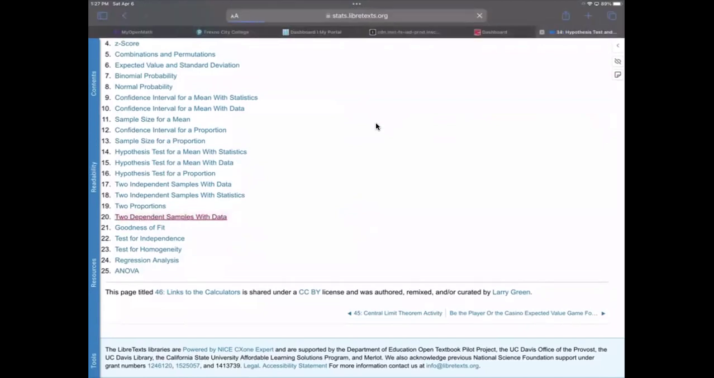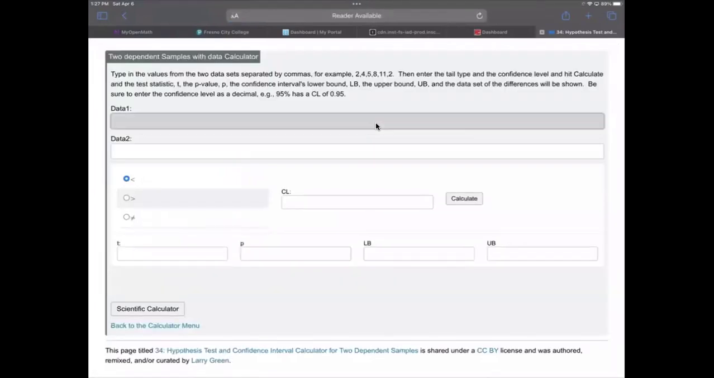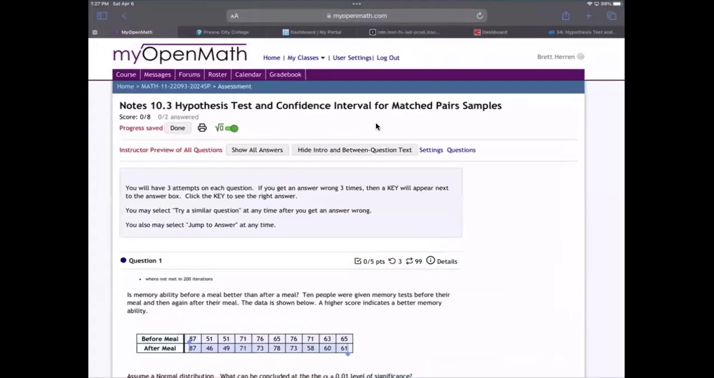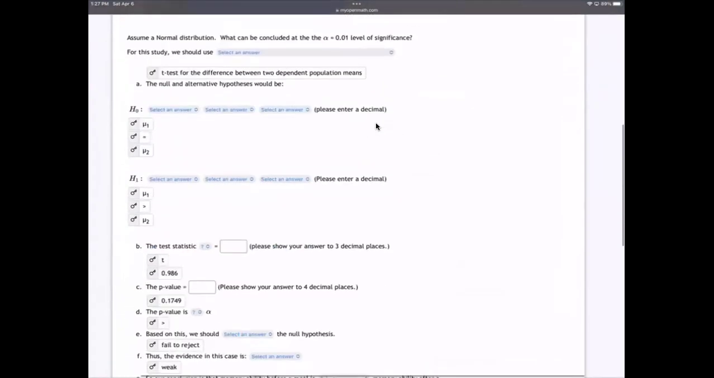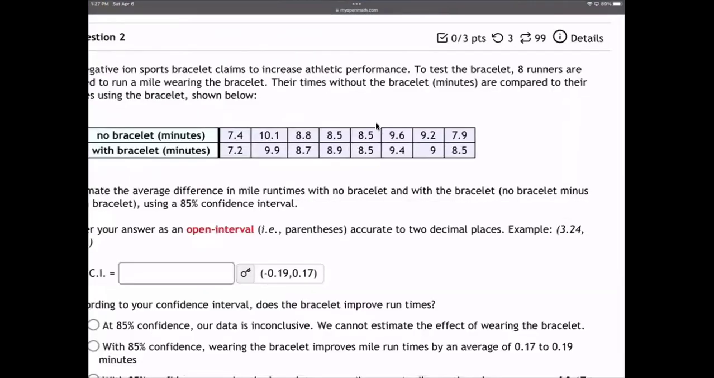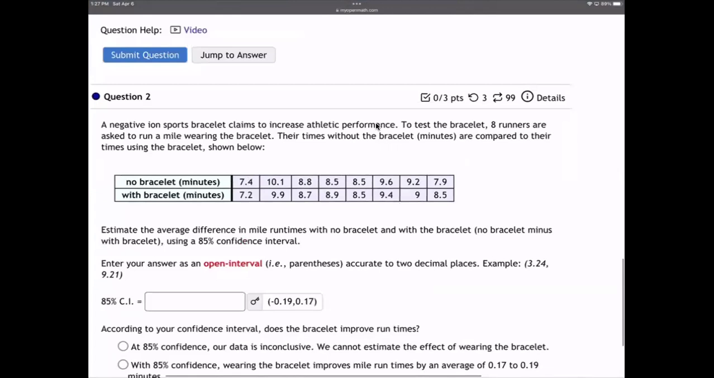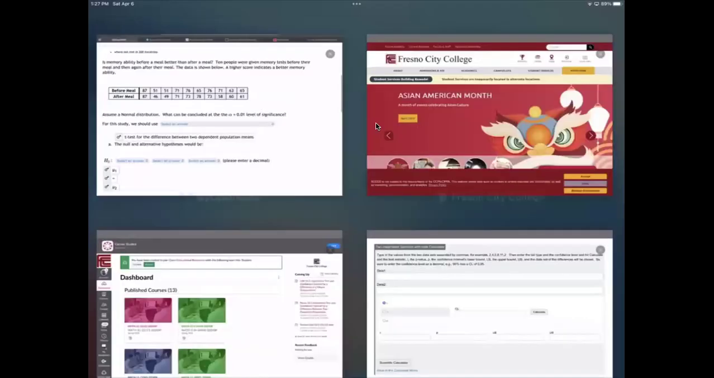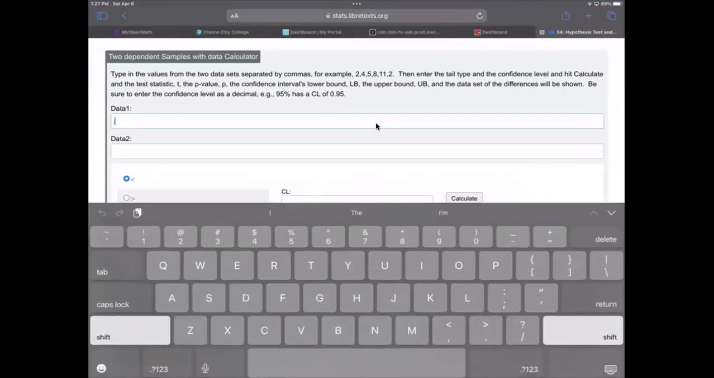We go on in there, and it opens up, and we're going to have data 1 list and data 2 list. So we got to paste our data in there. Let's go back and find that data. So I'm going to come on down. Here's the question. So I'm going to copy and paste that data. So here we go. I'm going to copy it, and then I'm going to go back up to the problem, and I'm going to paste it.